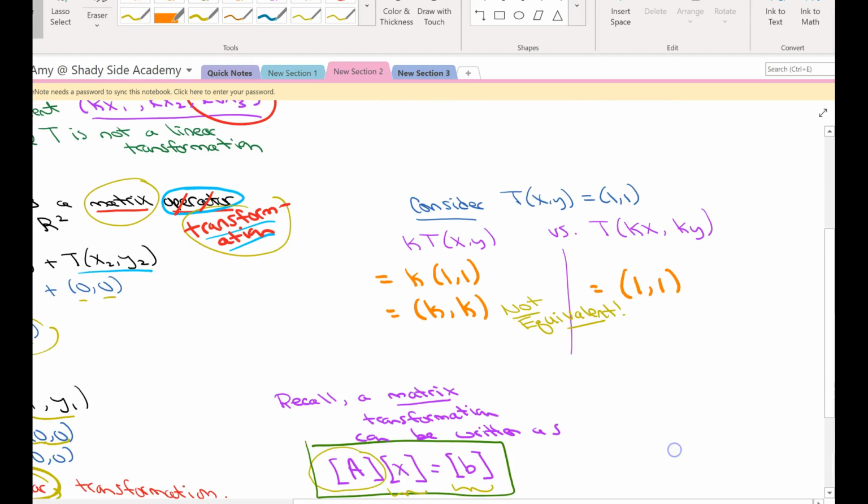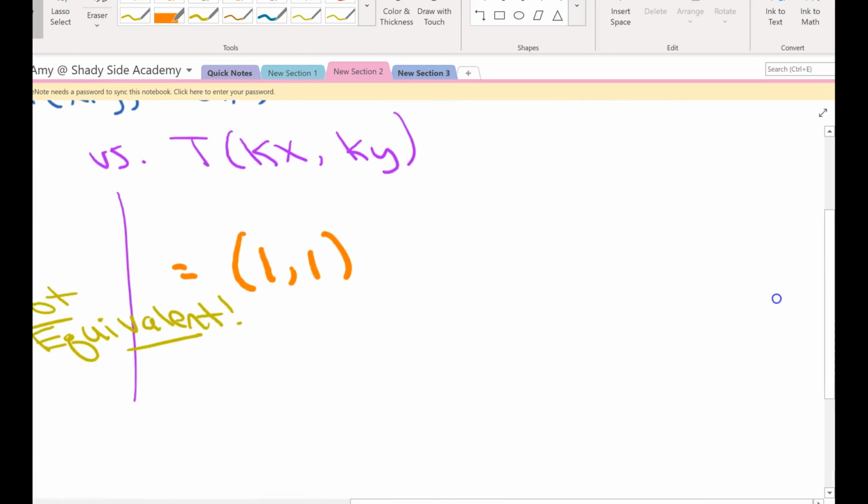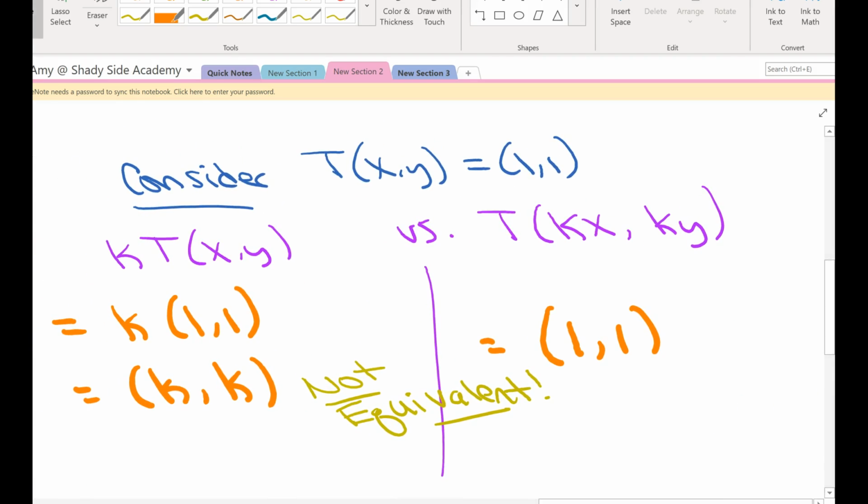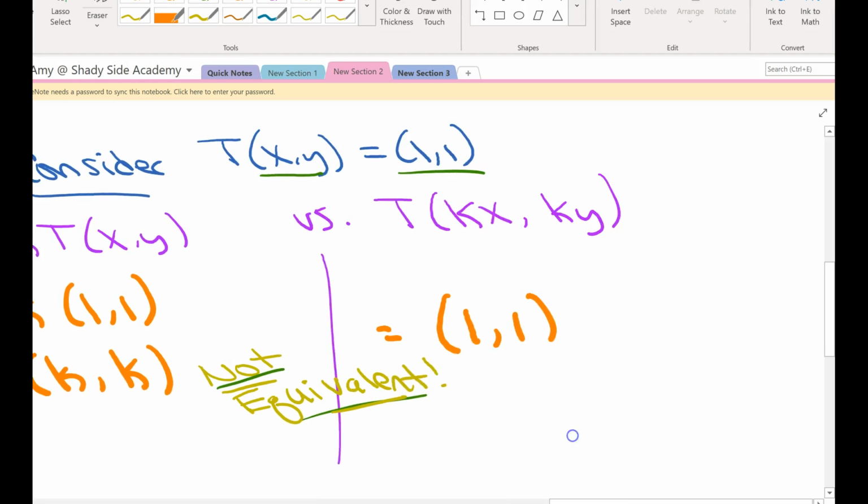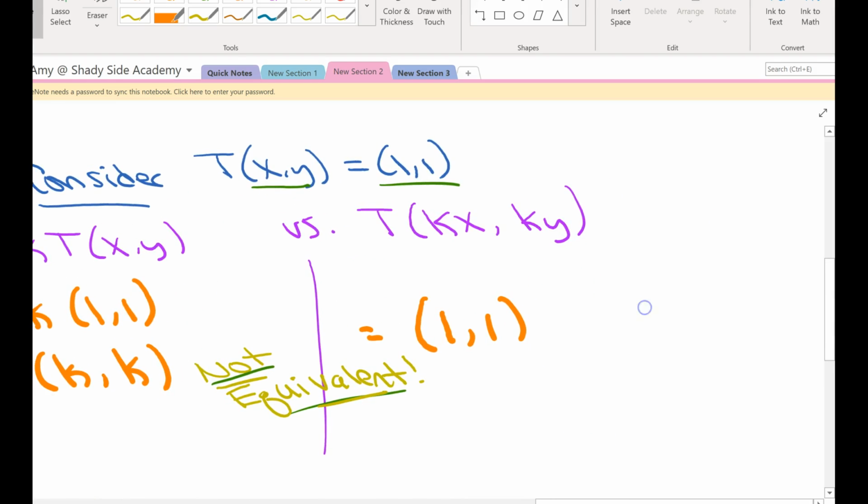Okay, I believe part 2 of the question was this one, to look at this transformation on the ordered pair XY, giving you 1, 1. And I just did the scalar multiplication property because right away I saw these were not equivalent. So let's talk about the result here. This transformation is not a linear transformation, okay? It's also obviously not a matrix transformation. If it's not a linear transformation, it can't be a matrix transformation.